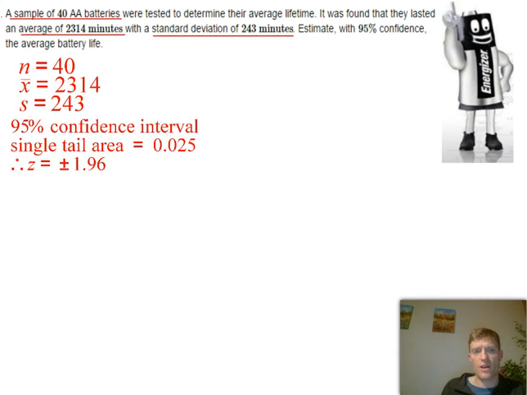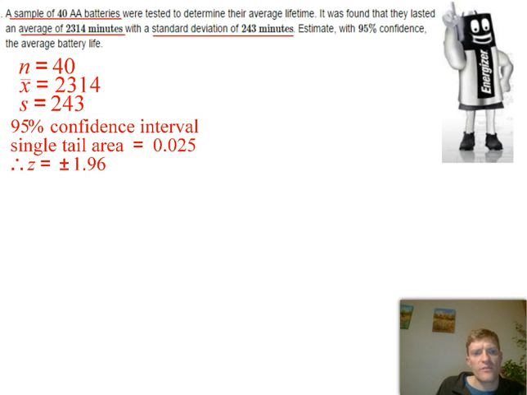Okay, so let's identify some key pieces of information there. A sample of 40 gives us a sample size, so n equals 40. And it was found that they lasted an average of 2,014 minutes. Well, there's our sample mean, x bar, and standard deviation of 243. Well, that becomes our s, our sample standard deviation. Now, they are the quantitative statistics there that we're going to use to estimate the population parameters.